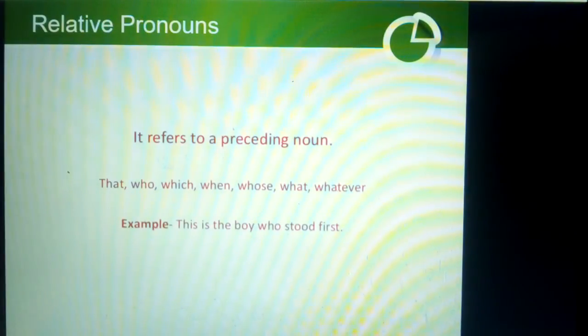Now the relative pronouns. A relative pronoun refers to a preceding noun, and the examples of relative pronouns are that, who, which, when, whose, what, whatever. For example, this is the boy who stood first. So this is a pronoun, and who in this sentence is a relative pronoun.